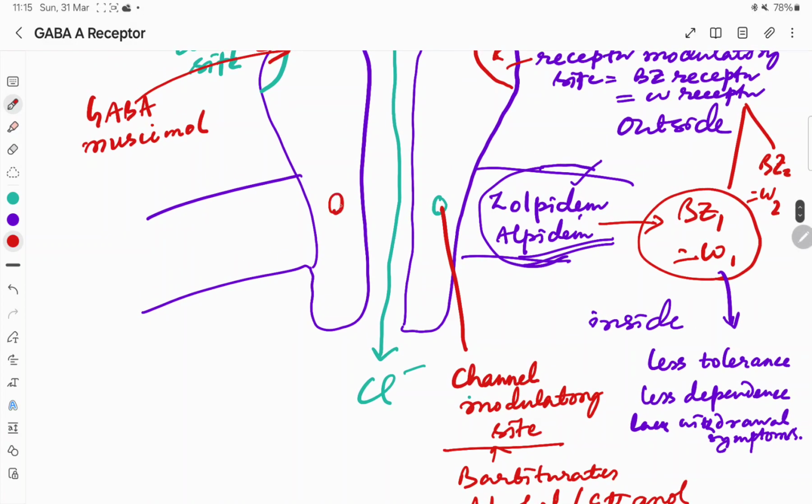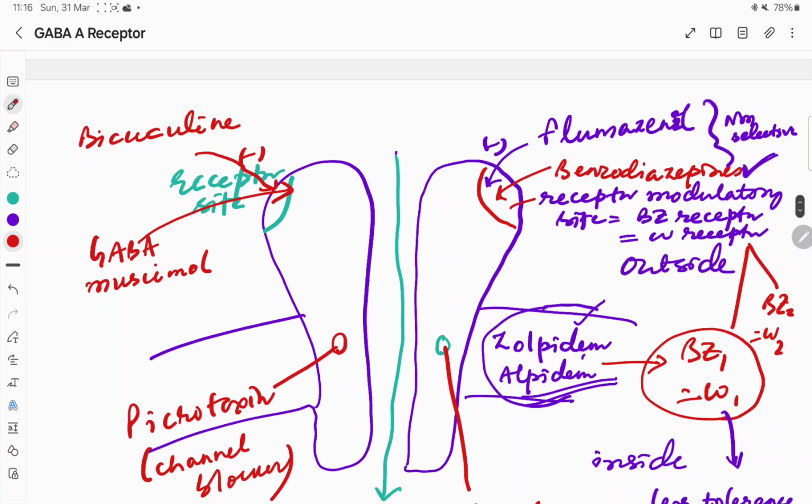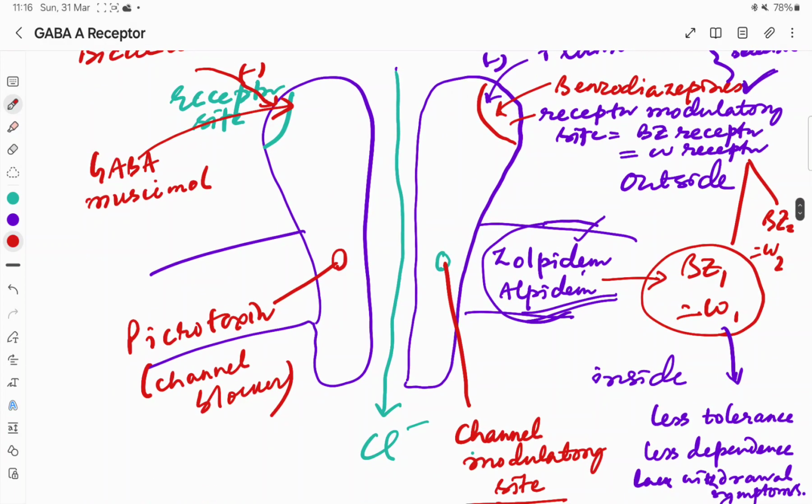Then there is another site called the channel blocking site, to which drugs like picrotoxin bind. They are the channel blockers. So in this way we can summarize the different drugs acting on the GABA A receptor.